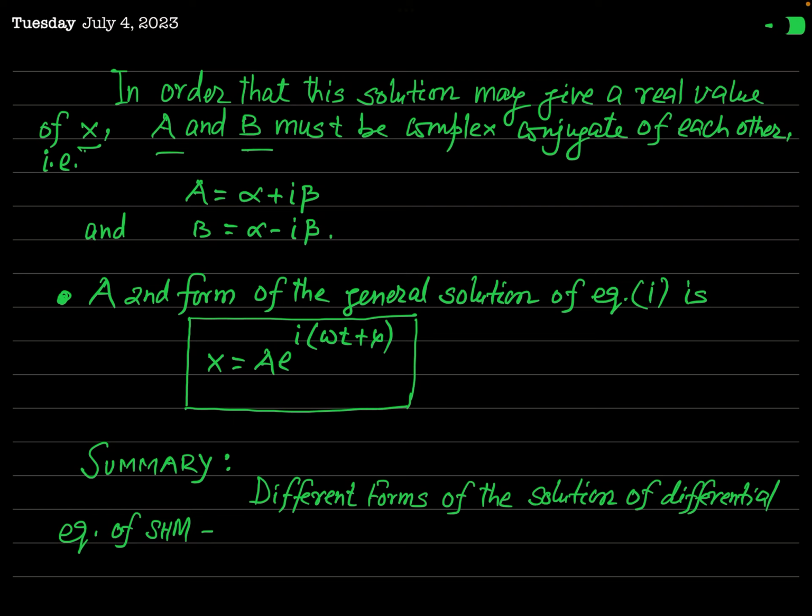So if you take a equal to α plus iβ, where α is the real part of a and β is its imaginary part, then definitely b must be equal to the complex conjugate of a. It means b should be equal to a star. When you write a star, it means the complex conjugate of a. And how is the complex conjugate obtained? We simply change the sign of the imaginary part. So if the imaginary part is β in case of a, then for b the imaginary part will be minus β. So b must be equal to α minus iβ.